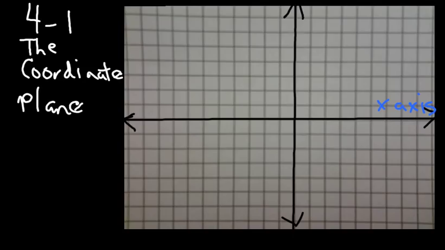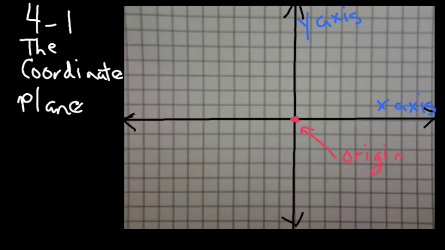The next axis, the one that goes vertical, is called the y-axis, and many of you already knew this. So we have x-axis and y-axis. We also have the very middle point right here, this point where the two axes cross. The point where the two axes cross is actually called the origin. It's like the beginning. It's where you start when you're graphing. So it's called the origin.